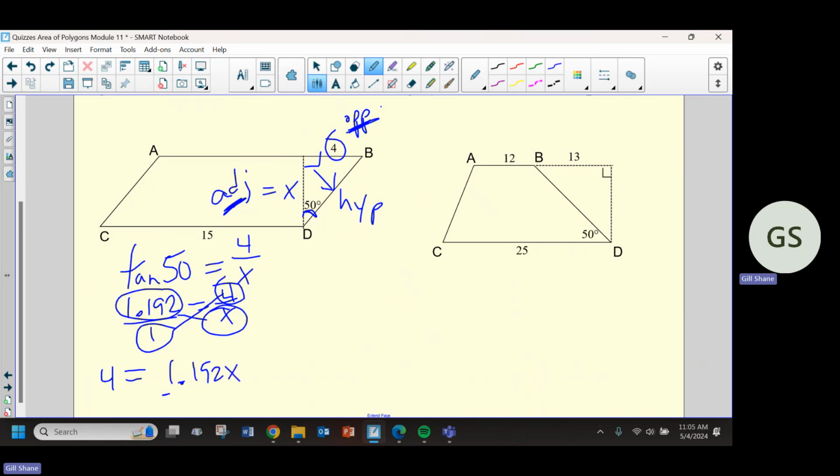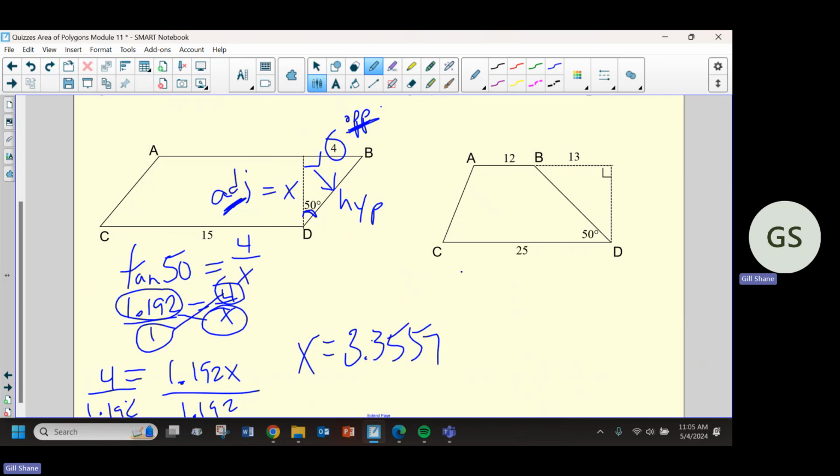1.192x. And to solve, I divide by 1.192 on both sides. So you get a value of 3 point something, I believe, 3.3557 for x. So that's your value of x, which is your height. That's your height for the formula. The formula is up above.